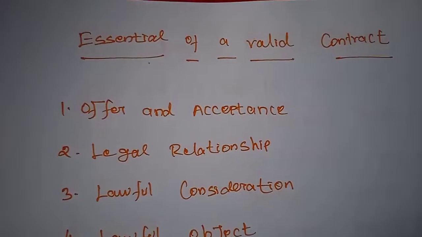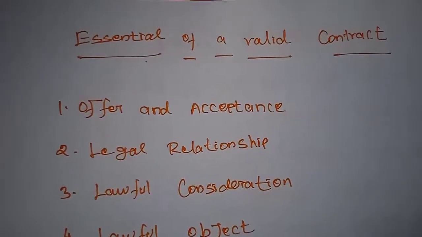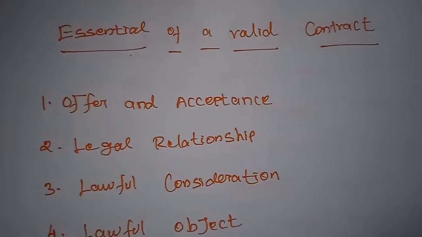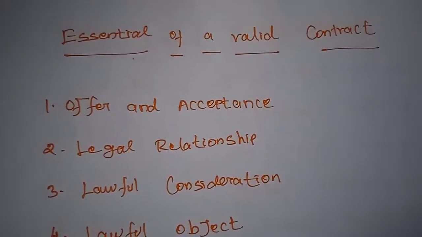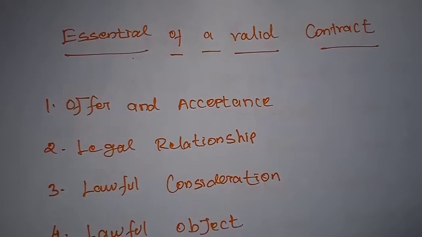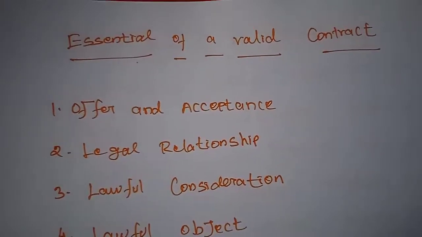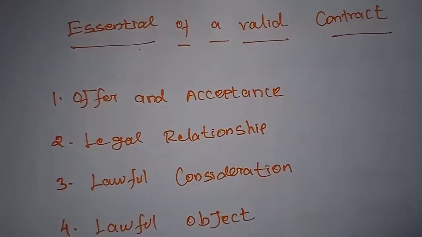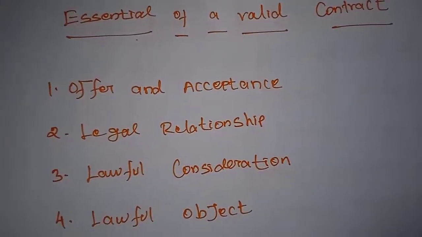Next, essentials of a valid contract. If we make a valid contract, what are the essential things? Some of the concepts are considered to be the essential things. First one is offer and acceptance.